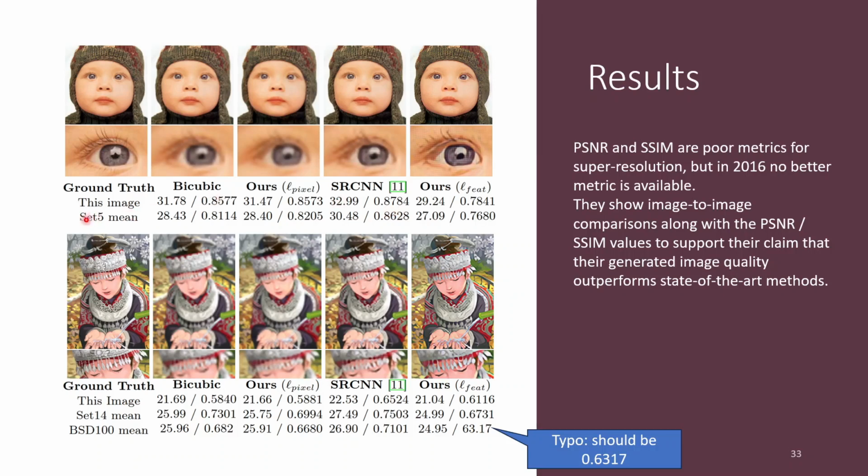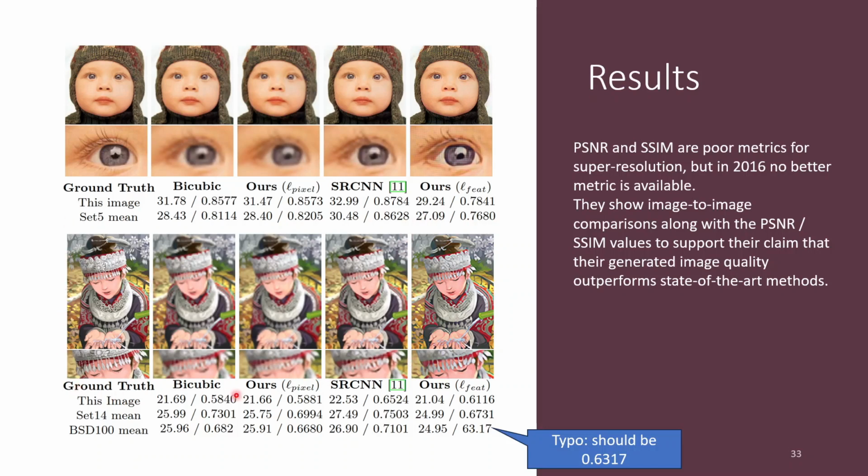Okay, so this is Set 5. Set 5 means there is a group of 5 images, and these 5 images are also benchmarks for single image super resolution. Okay, so we can see the same result: they do not generate the best PSNR and SSIM metrics.